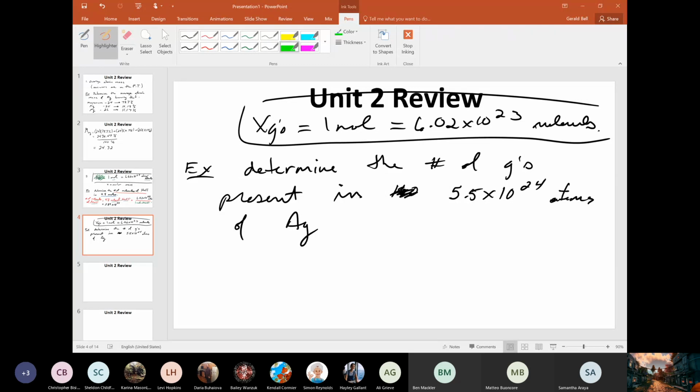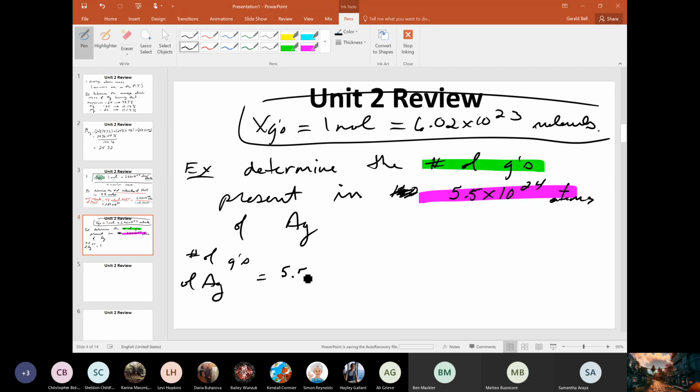So what are we trying to find? We're trying to find the number of grams. And what do we know? We know we have this number, 5.5 times 10 to the 24 atoms. And again, atoms is just because silver is a single atom, right? Ag, that's just an atom. I know I wrote molecules up here, but we all remember it's also atoms. Either or, just semantics. It's the same number, isn't it?